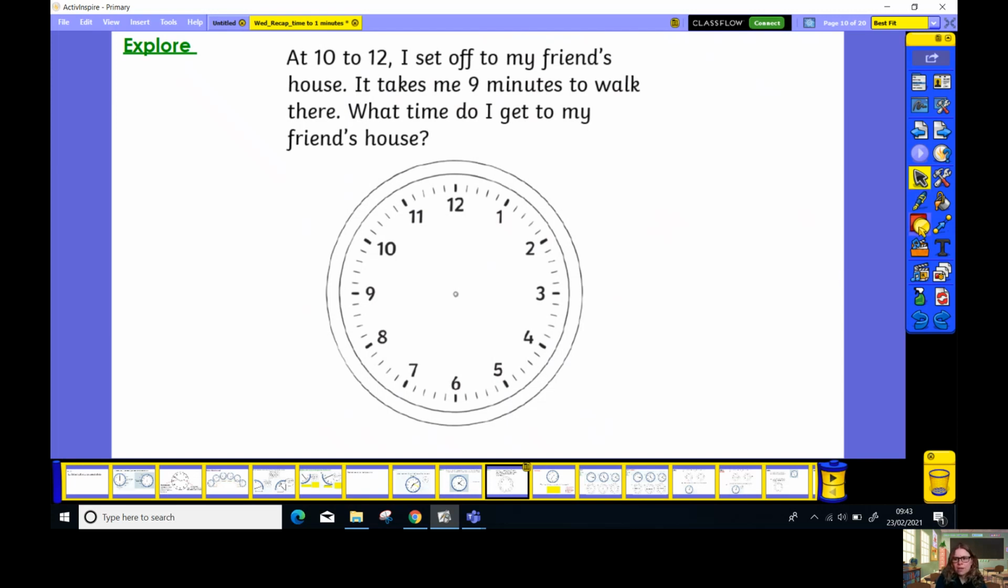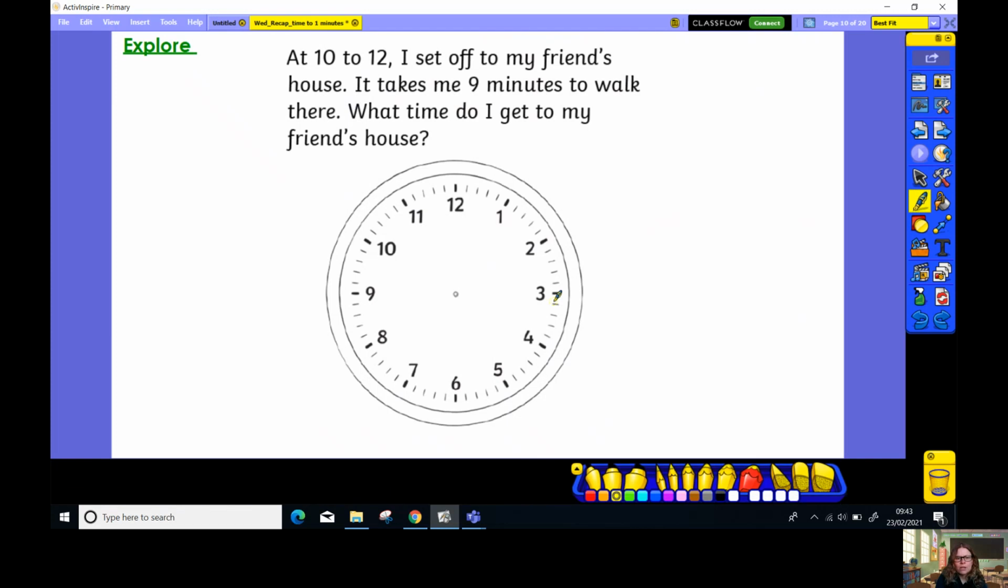Well, I think I'm going to draw some lines here. So at 10 minutes to 12, my minute hand would be here, and my hour hand would be virtually at the 12. I set off to my friend's house. It takes me 9 minutes to walk there. And I walk for 9 minutes. 1, 2, 3, 4, 5, 6, 7, 8, 9. Or 1 minute to 12, I get to my friend's house.